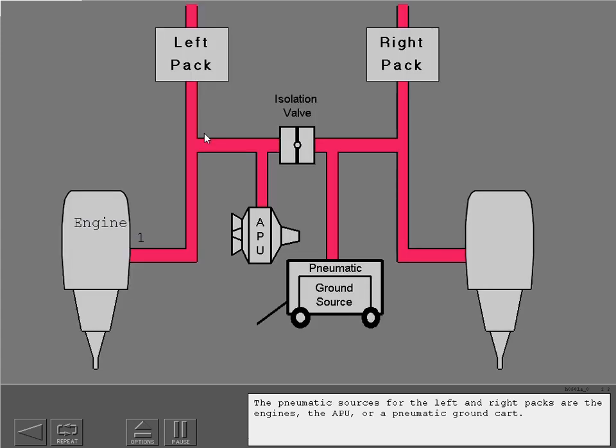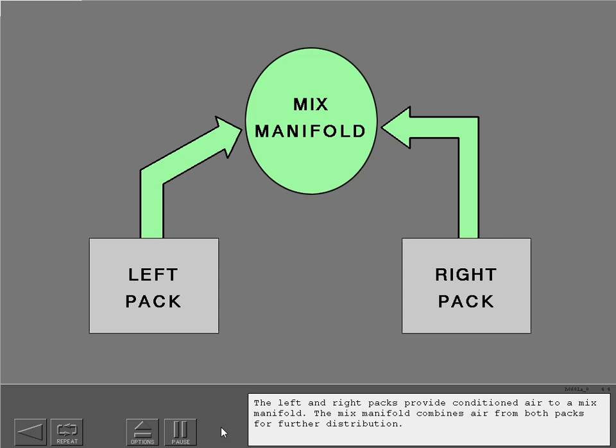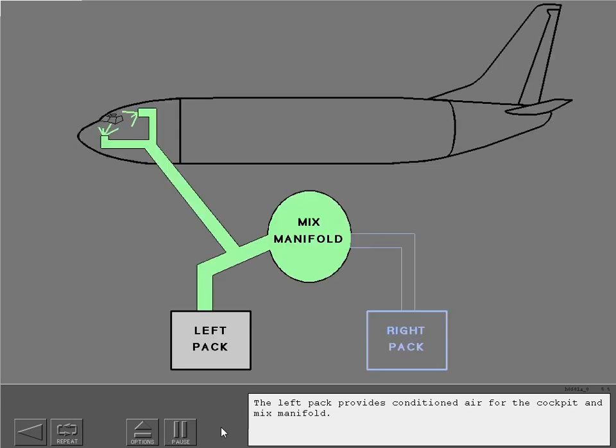The pneumatic sources for the left and right packs are the engines, the APU, or a pneumatic ground cart. The left and right packs provide conditioned air to a mixed manifold. The mixed manifold combines air from both packs for further distribution. The left pack provides conditioned air for the cockpit and mixed manifold.